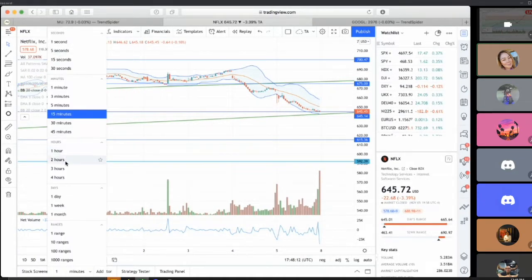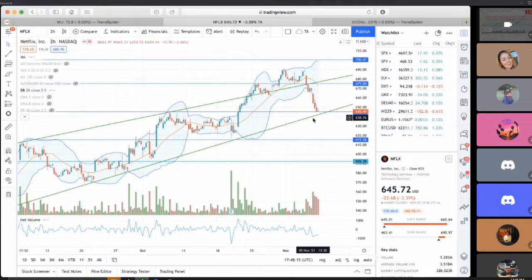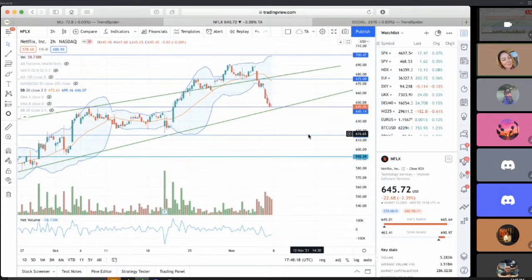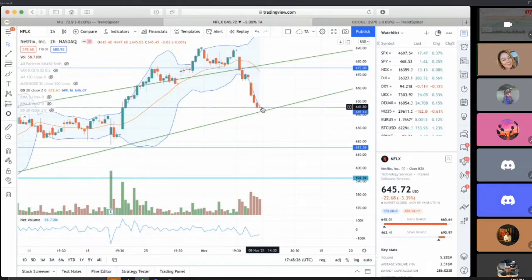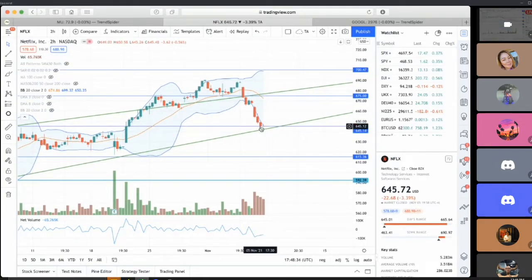Okay, so what are we doing with Netflix? I'm looking at the 2 hour here. It is at the bottom of the Bollinger. So 645, I drew this line, and it's looking like this is where they picked it up. So this could be a potential bounce play. 645 potential dark pool, plus the bump up. Okay, potential trade idea.